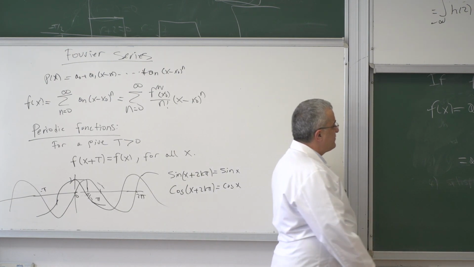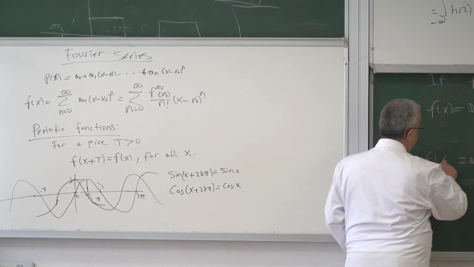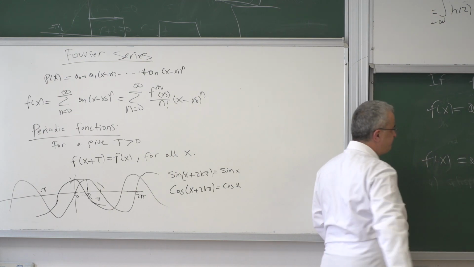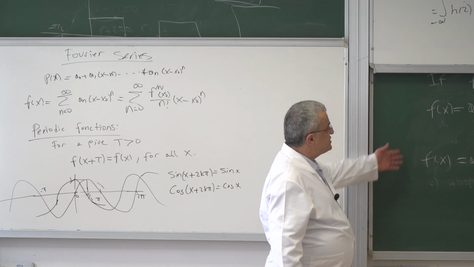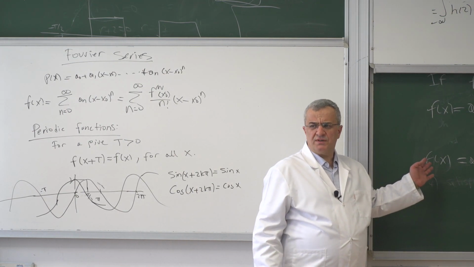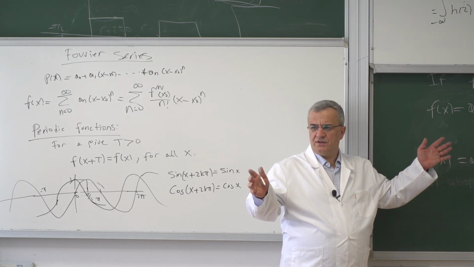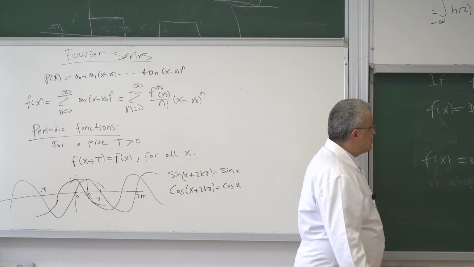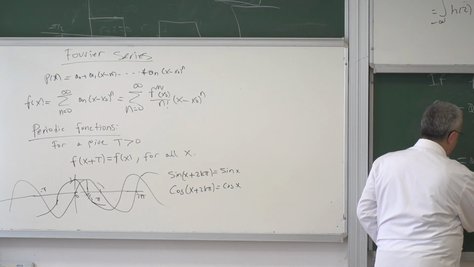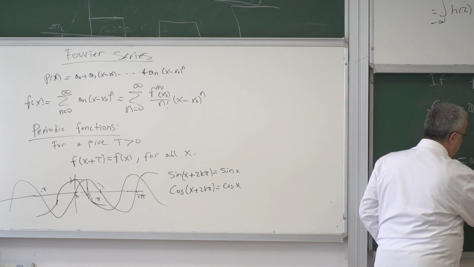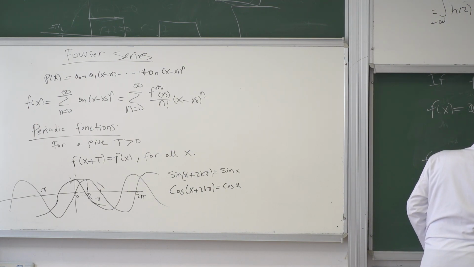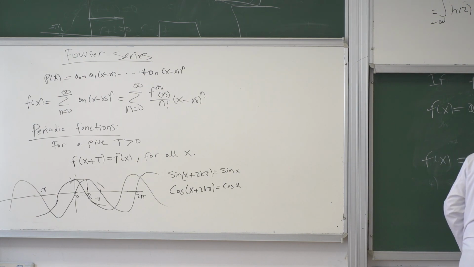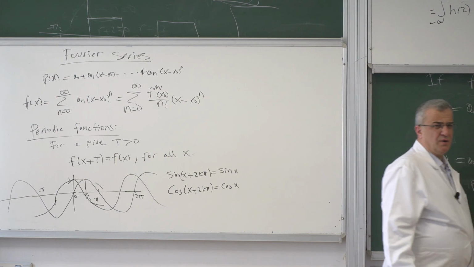Let's say this is f of x equal to this, right? We say that this is periodic. What is the length of the period? It's capital T, right? So it is periodic with period capital T. What does this mean?